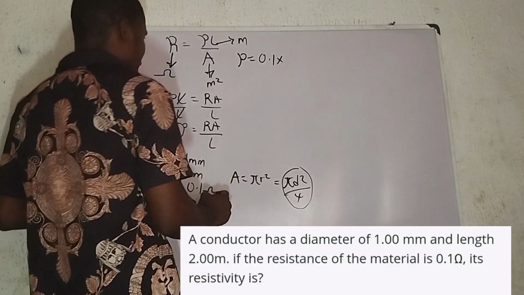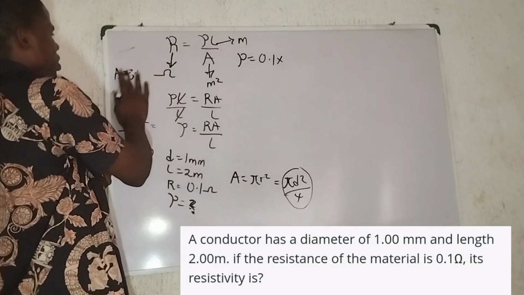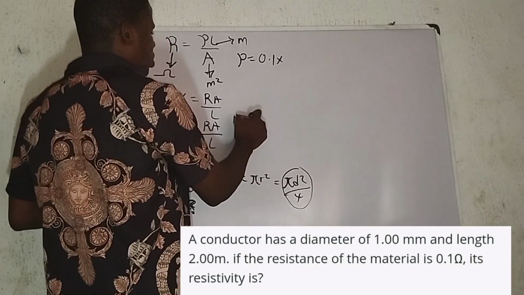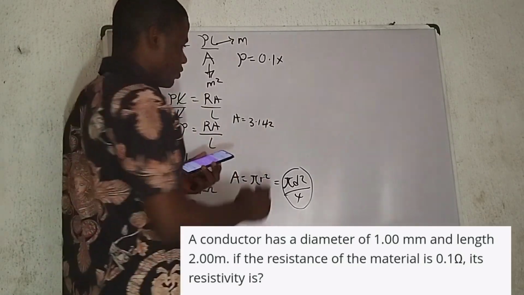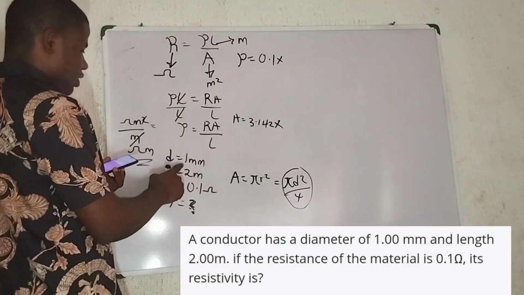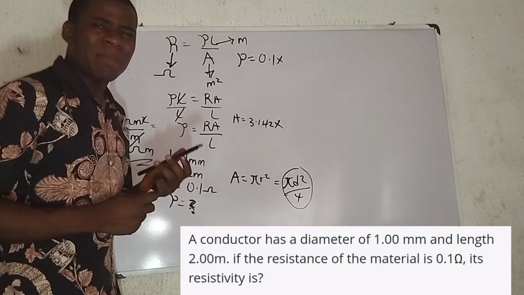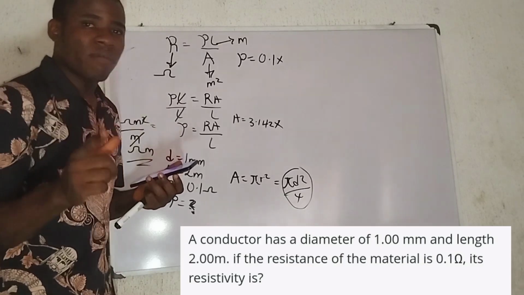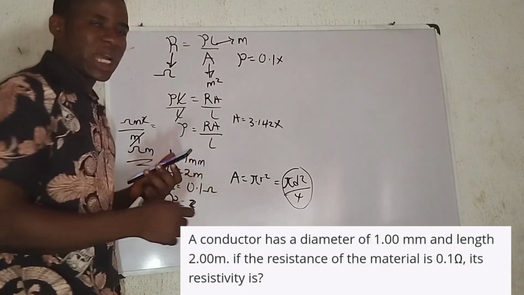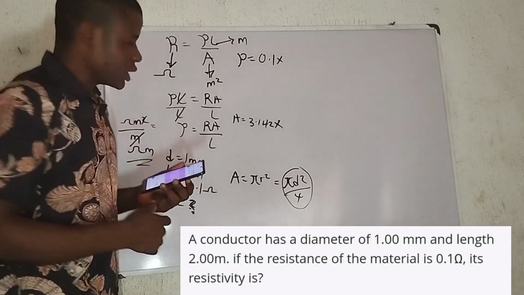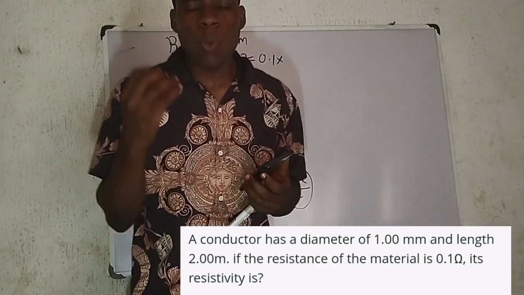So let's try to find the area. The area will now be pi d squared over 4. Now, what's pi? Pi is 3.142, or 22 over 7, times the diameter. The diameter they gave us is in millimeter, 1 millimeter. But we have to convert to meters. Does it make sense? We can't solve with millimeter, else we'll fail the question. Now, we already know that 1,000 millimeters makes 1 meter.